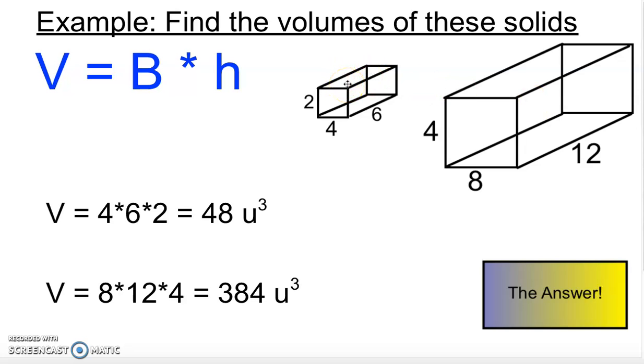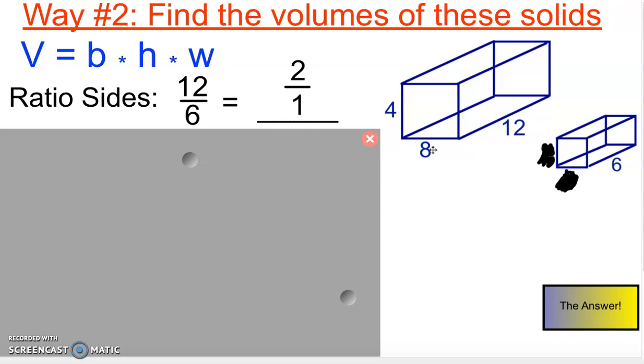The volume of the small one is 48 cubic units. Nothing really special or spectacular here, but I want you to remember these numbers. Think in your head 48 and 384, because that's going to become a big deal here on the next example. So we're going to do this a different way.